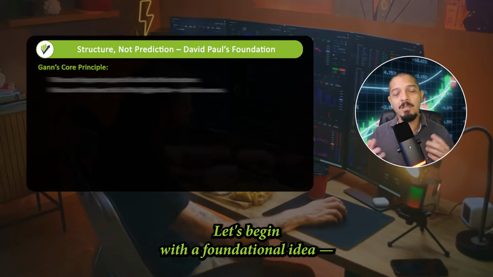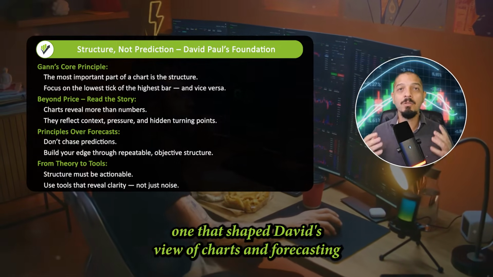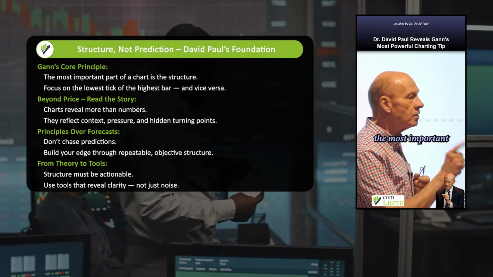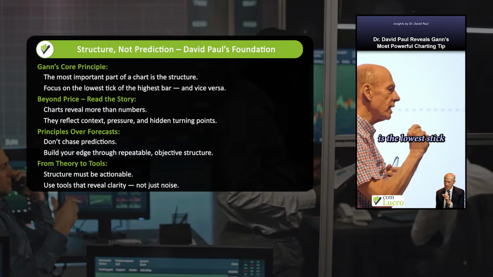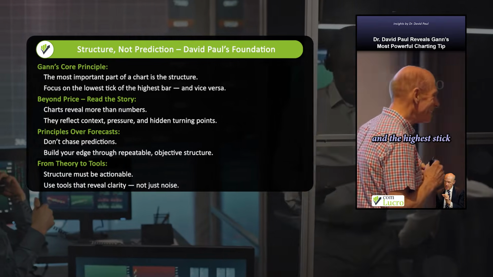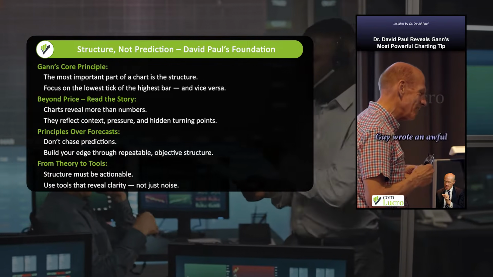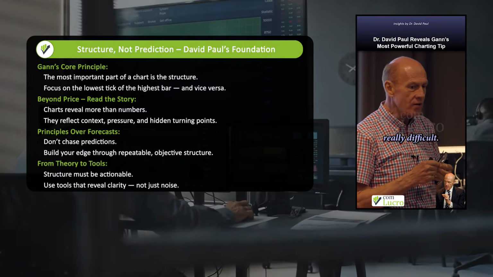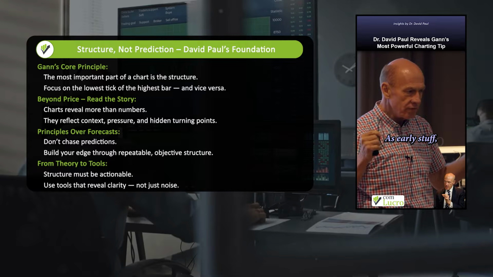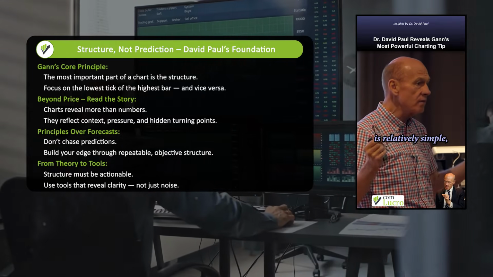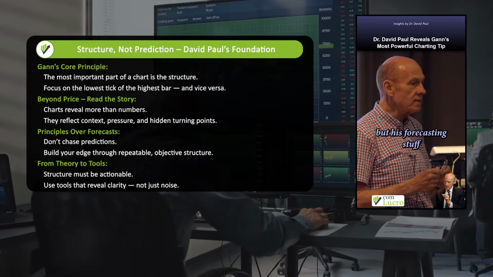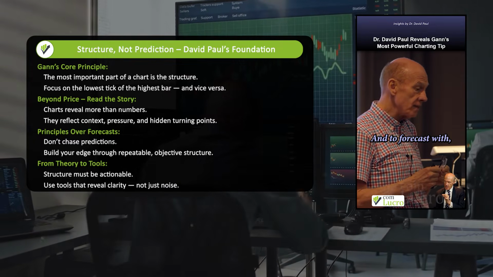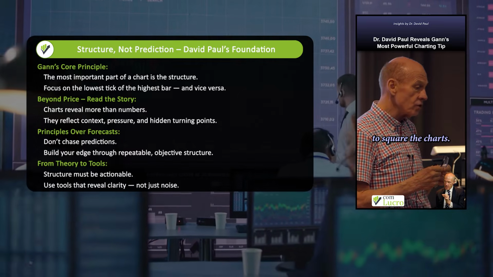Let's begin with a foundational idea, one that shaped David's view of charts and forecasting from the very beginning. Mr. Gann said so beautifully, the most important part of a chart is the lowest tick of the highest bar and the highest tick of the lowest bar. I'll never forget that. Gann wrote an awful lot of stuff, and some of the stuff is really difficult. His early stuff, his mechanical method is relatively simple, but his forecasting stuff is difficult, and to forecast with it, you have to, in fact, be able to square the charts.